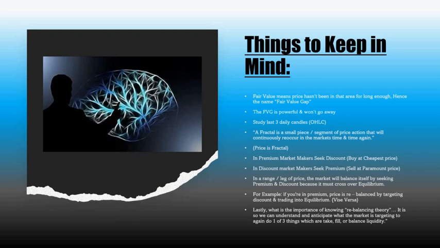Price is always fractal. Things in price action will always reoccur. They won't not reoccur. They will always reoccur, okay? And premium market makers seek discount, which is buying at the cheapest price. And discount market makers seek premium, which is selling at paramount price, okay?